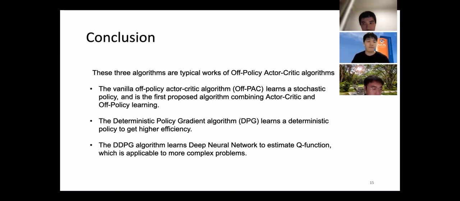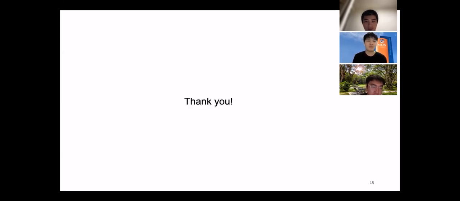The deterministic policy gradient algorithm learns a deterministic policy to get higher efficiency, and the deep version of the DPG algorithm combines tricks from deep networks and the Q function, which makes it applicable to more complex problems. That would be all for us.